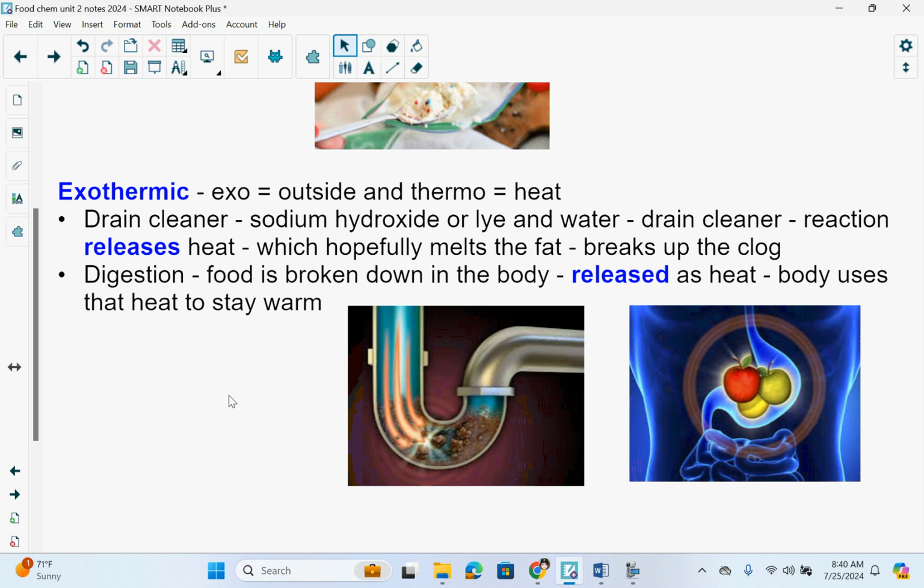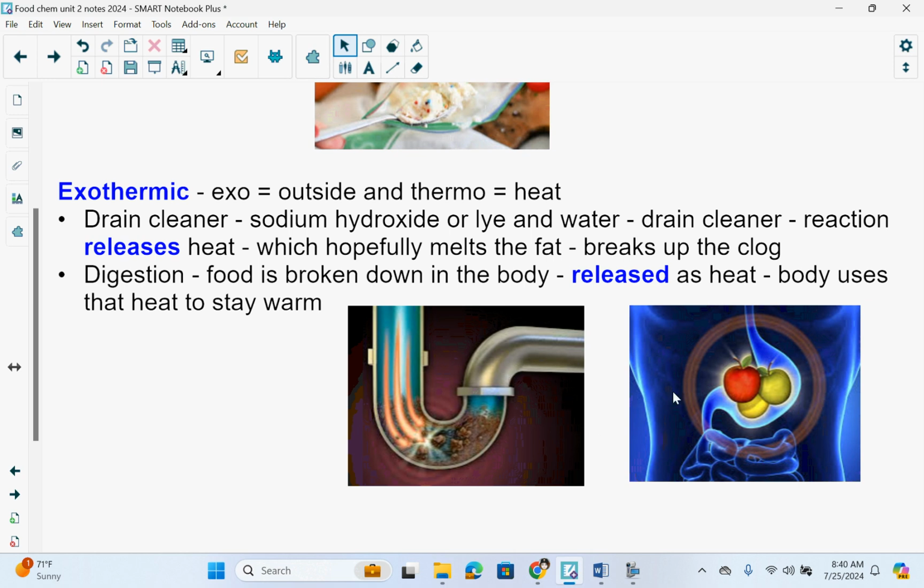Hopefully that heat melts the fats and breaks up the clog, and yay, your drain is clear, but I don't know. I guess it depends on the nature of the clog, but that's the basic idea. Heat from that reaction of lye or sodium hydroxide and water melts the fats and breaks up the clog.